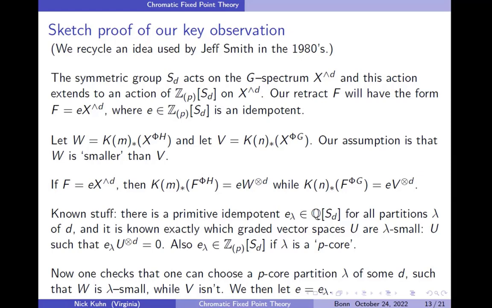That's how you do it. Okay, so basically you're tensoring. You have this vector space W. You tensor it a lot of times, and V. You have this vector space. You tensor it a lot of times, and the one is smaller than the other.